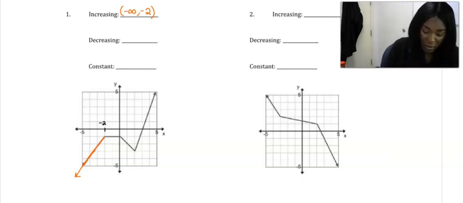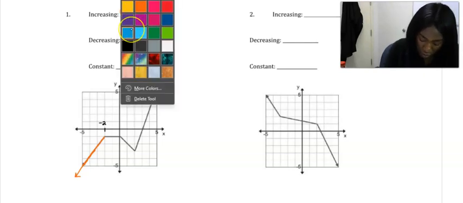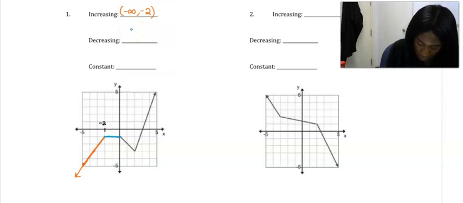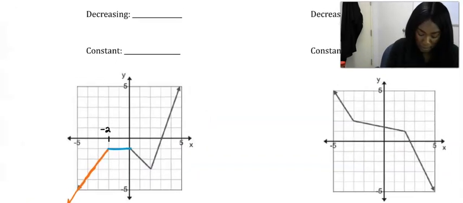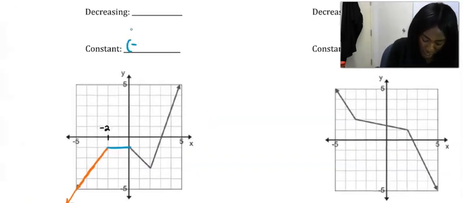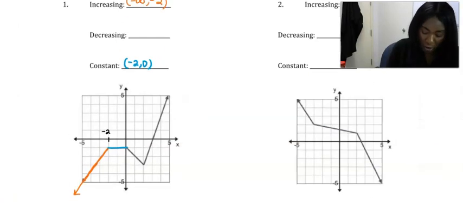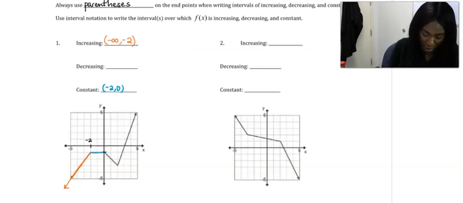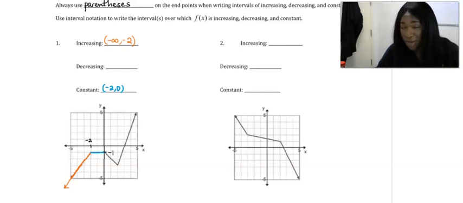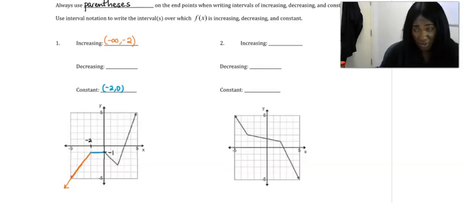And I stopped at -2 because as we continue to trace through the graph, starting from -2, going until about 0, the graph is constant. So on the interval -2 to 0, that graph is constant. Notice that I'm only writing x values in my interval. So even though this is happening at the y value of -1, I'm not using that y value to write my intervals. We're only giving x values here. We are answering where is the function constant.